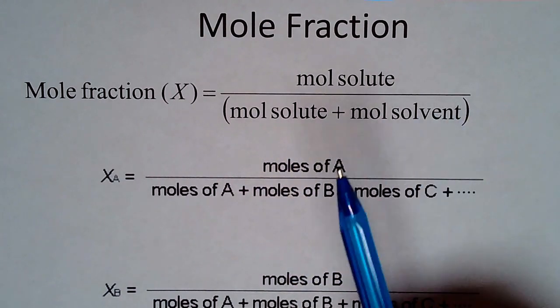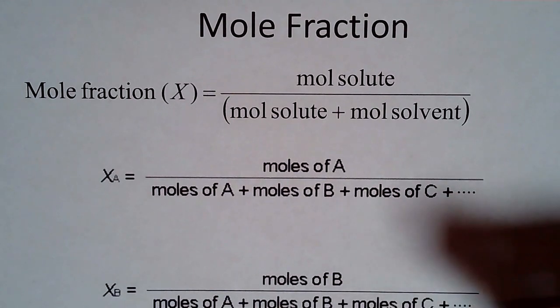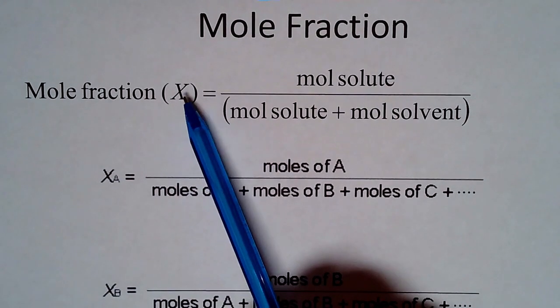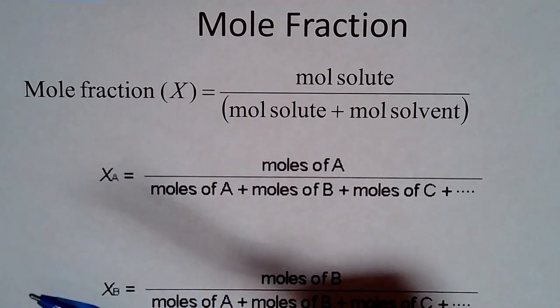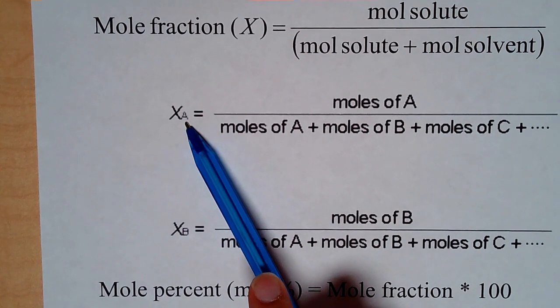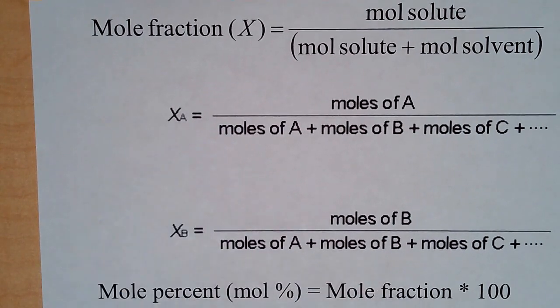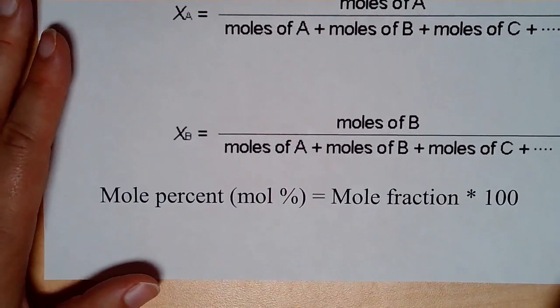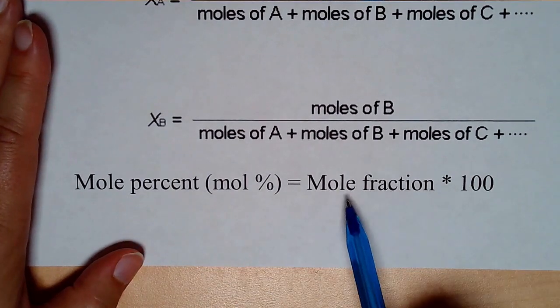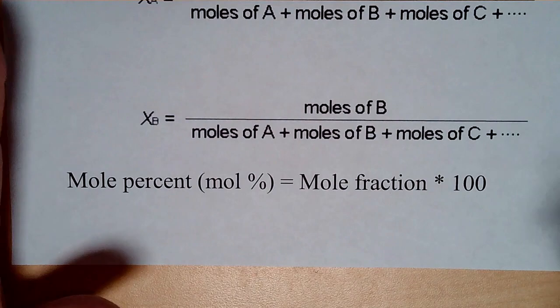And this can be used if you only have one solute. This can be used if you have multiple solutes. You just have to add all the total up for the bottom part. And mole fraction is represented by the large X, and normally the little subscript next to it tells you what you're doing the mole fraction of. So you can do mole fraction of solute or solvent. And then mole percentage, or mole percent, is really just mole fraction times 100, so turning it into a percentage.